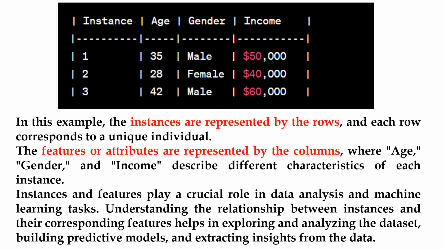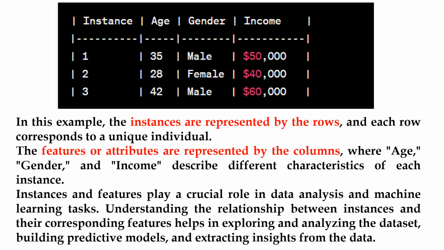Features/attributes. Features or attributes refer to the characteristics or properties associated with each instance in a dataset. They represent the variables or measurements that are collected or recorded for each instance. For instance, in a dataset of customer information, the features or attributes could include age, gender, income, education level, and so on. Each feature provides additional information about each instance and plays a role in describing or differentiating them.